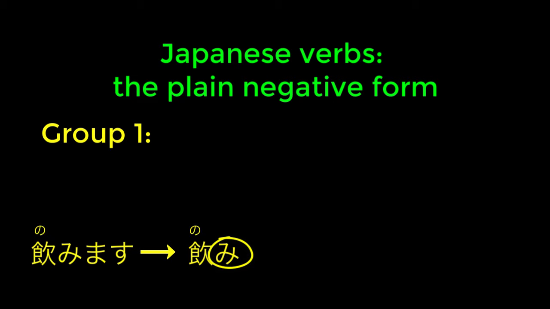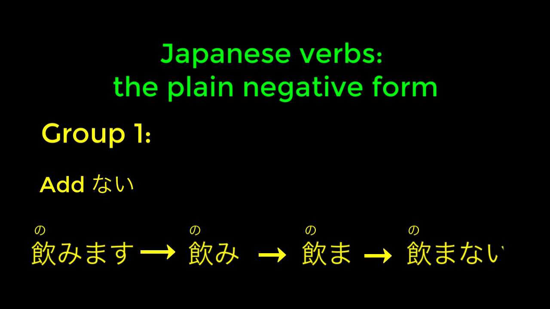So our example verb nomimasu changes to nomi, the stem. Then we change the mi to ma, which gives us noma. We then add nai, and it gives us nomanai, the plain negative form of to drink. In other words, I do not drink. And that's how you make the plain negative form.